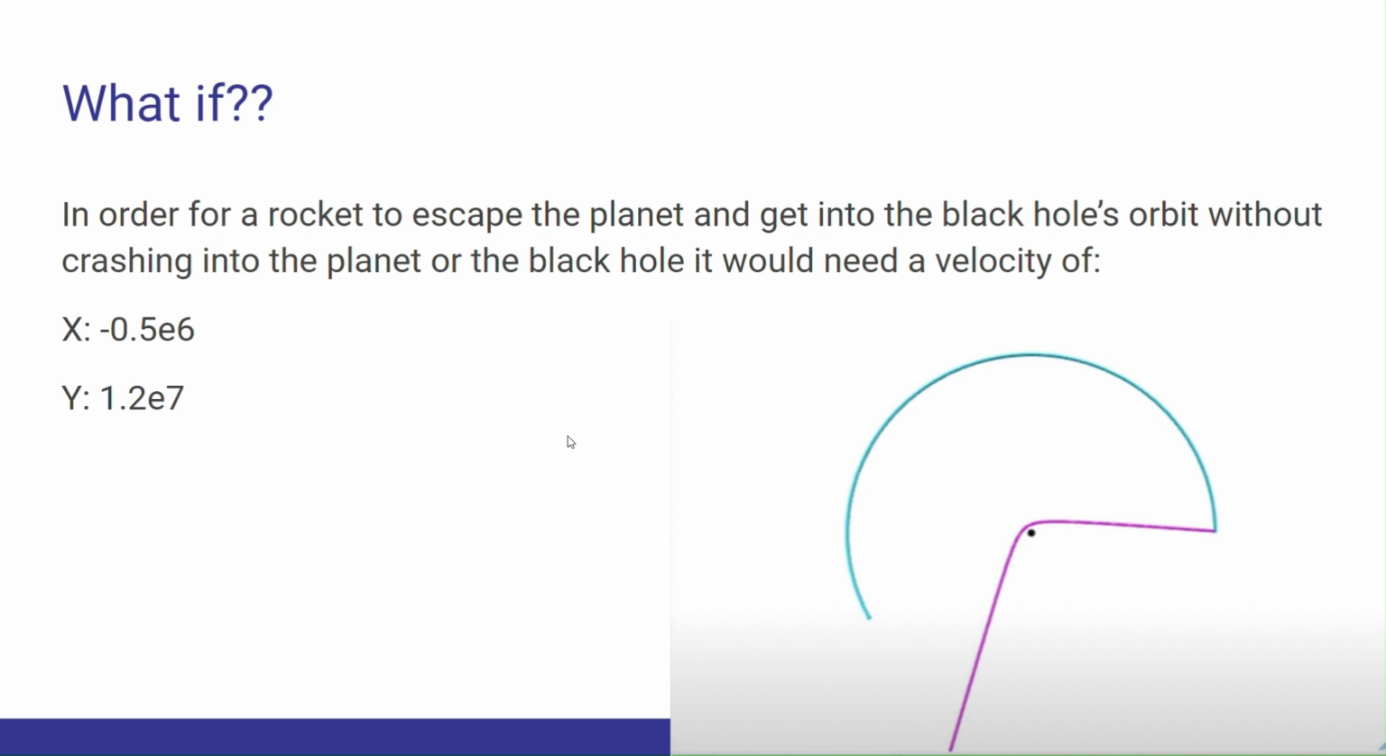Okay, so what if this is referring to part 2? In order for a rocket to escape the planet and get into the black hole's orbit without crashing into either, it would need a velocity with x of negative 0.5 times 10 to the 6th, and y of 1.2 times 10 to the 7th.